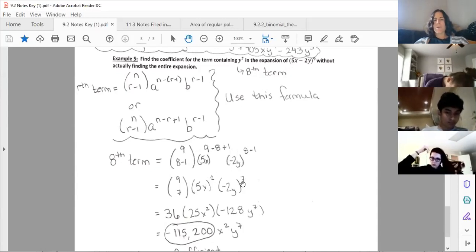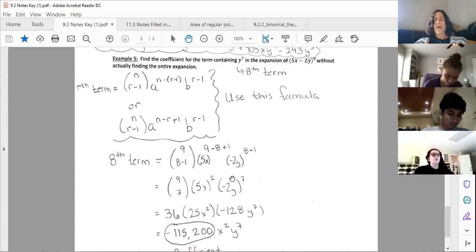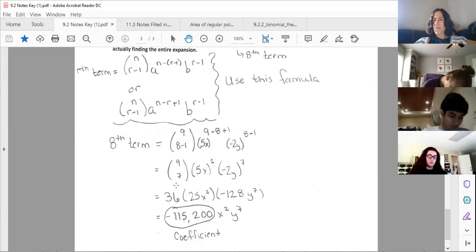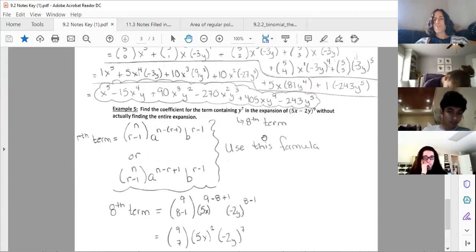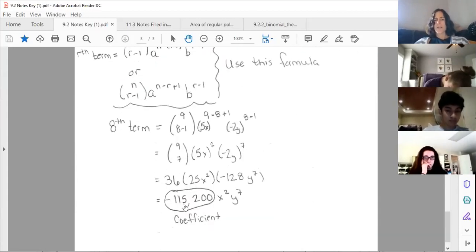Remember, guys, the exponents in the expansion should always add up to the original exponent. So 2 plus 7 is 9. It should always add up to that. From here, 9 choose 7, you can use your calculator, and it ends up being 36. Then you just simplify. So (5x) squared is 25x squared, and (negative 2y) to the 7th is that. Simplify down here. Once you're done, all it was asking for was the coefficient, so I just circled negative 1,015,200, and that would be the coefficient.